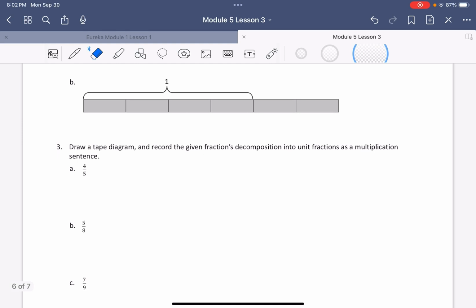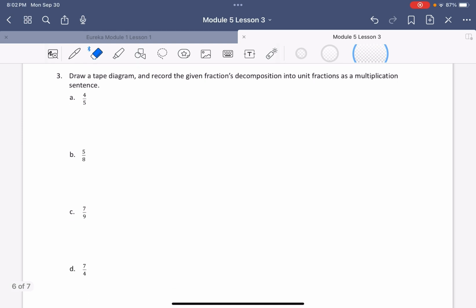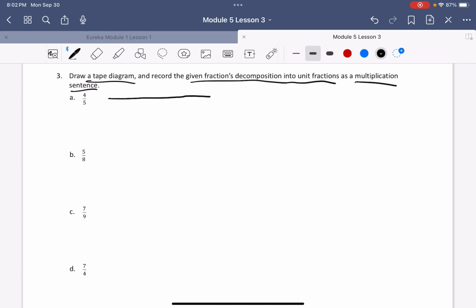On the next page, we're going to go down to number 3. Draw a tape diagram, record the given fraction, and decompose into unit fractions, and then find our multiplication sentence. So let's do this together. We have 4/5. So we're going to draw our tape diagram. How many parts do we need to break it into? Look at our denominator. It says 5. So we have to break it into 5 parts.